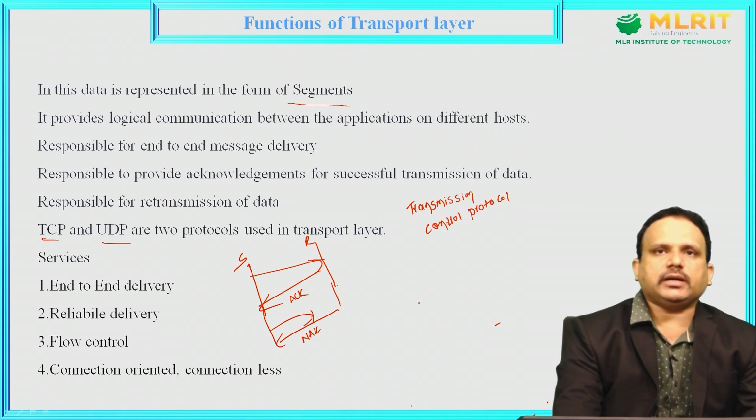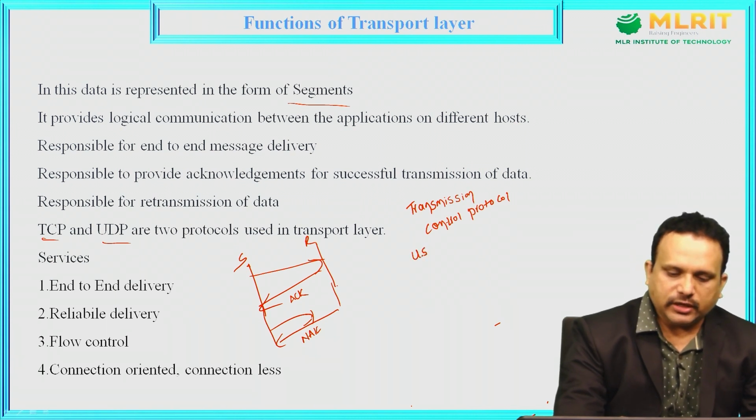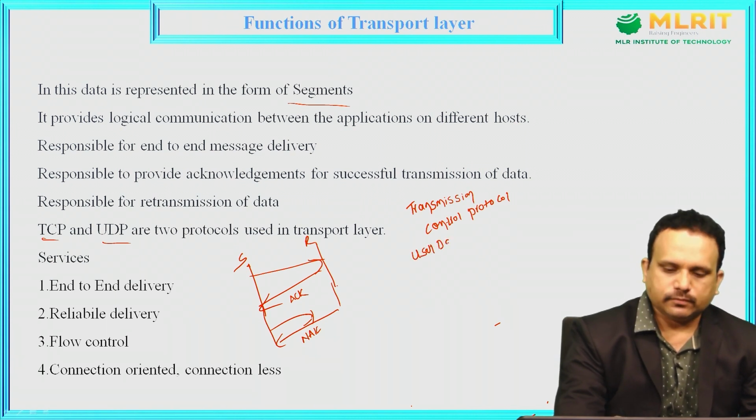This TCP is a connection oriented protocol. So if you want to establish communication between two systems, a connection must be established, then thereafter data transfer must take place, and after that connection termination must be done. For that purpose we use this TCP protocol. What does UDP stand for? User Datagram Protocol.